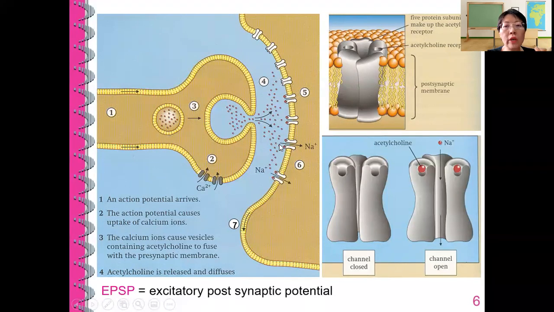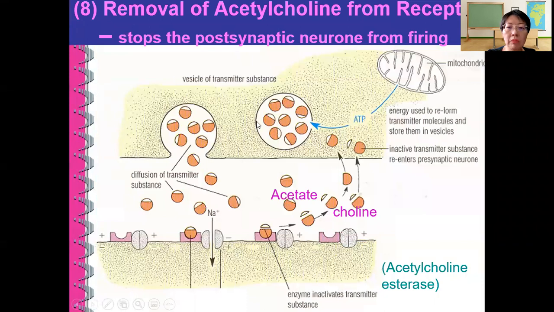So when it opens, sodium ions will diffuse into the cell, and that will cause the membrane to depolarize. After that, the membrane potential goes above threshold potential, and an action potential is generated and transmitted along the neuron. This membrane potential at the postsynaptic neuron is given a special name called EPSP, excitatory postsynaptic potential. Do you need to memorize? You don't need to memorize, just for your knowledge. Okay. Now, what happens after that?